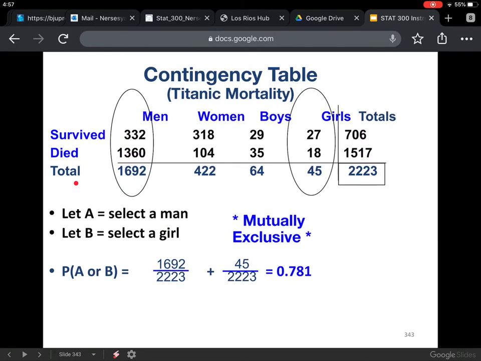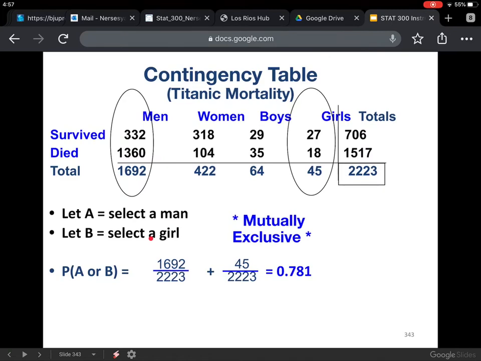So let's let the event A be select a man, and let's let B be select a girl, right? So what's the probability of randomly selecting, this context is Titanic mortality. There are 2,223 people. Some of them didn't make it, some of them made it. And we're looking at what is the probability of getting an A or a B? What's the probability of randomly selecting a man or a girl?